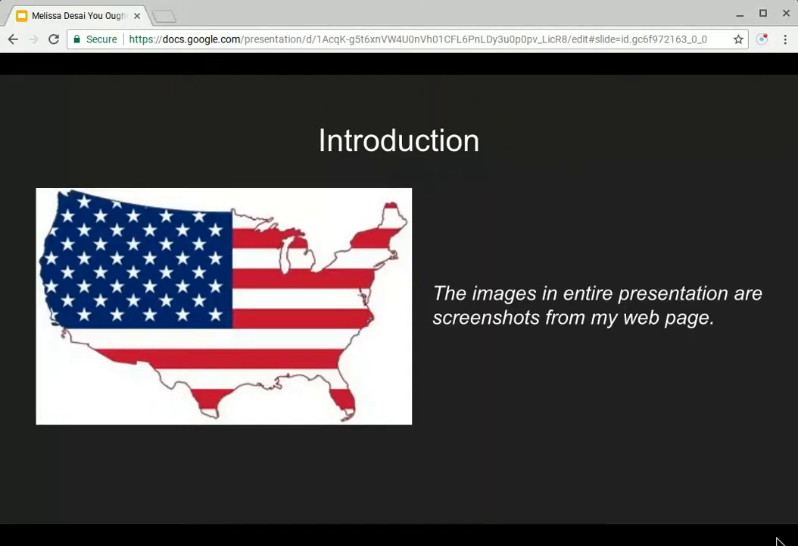This webpage provides information on the International Relations class in the area of political science that focuses on the idea of the state versus the nation. I will be discussing how I included my top 10 list from log number 7. The images in the entire presentation are screenshots from my webpage.